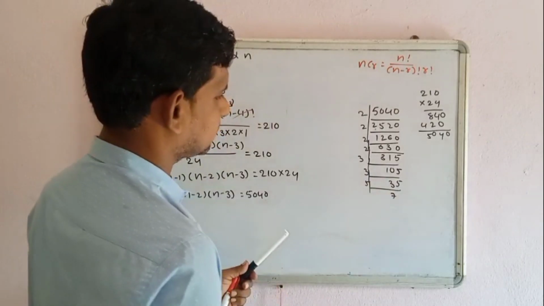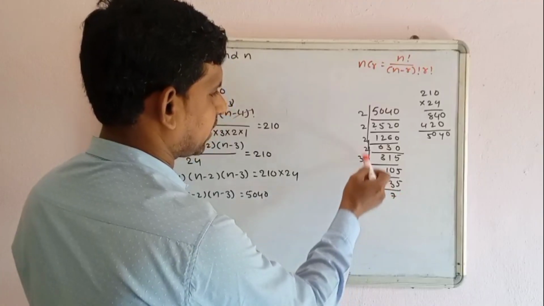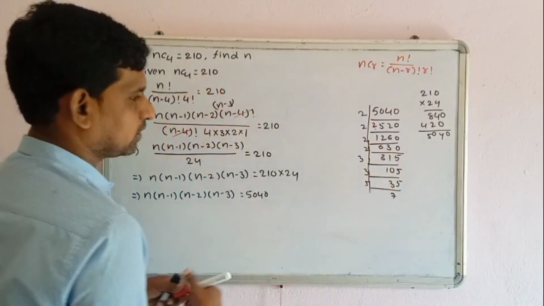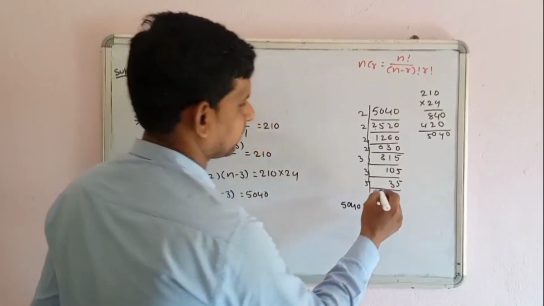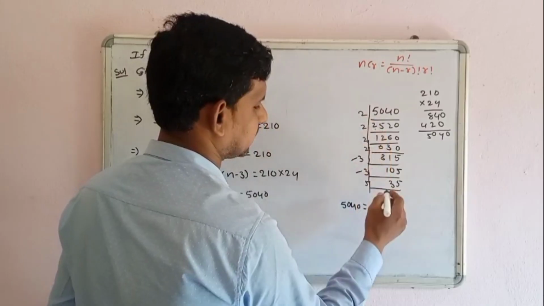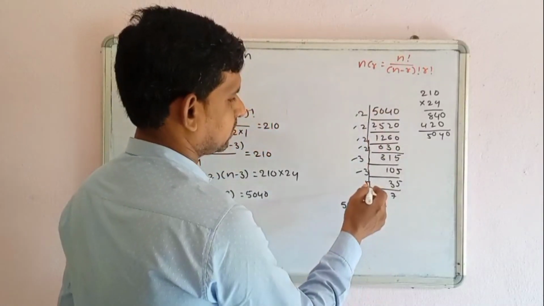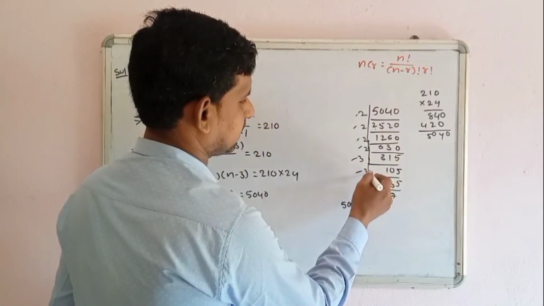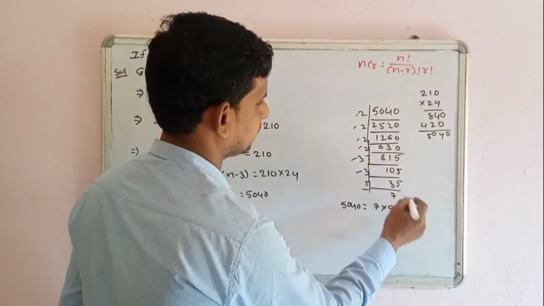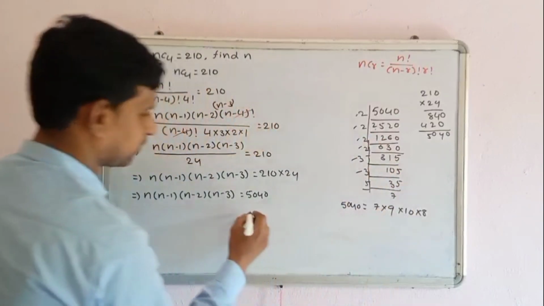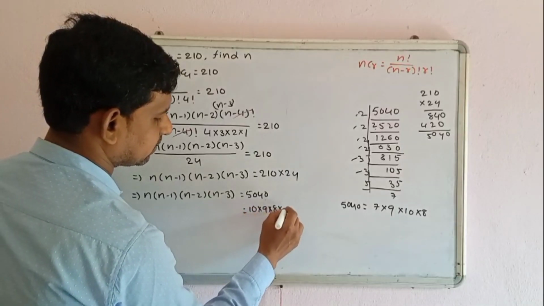See, what is the largest prime number? The prime numbers here are 7, 3, 5, 2, all are prime numbers only. Okay, 5040 can be written as, first write 7. 3 threes are 9, so 7, 9. 5 twos are 10, then 2 fours are 8. So 5040 can be written as 10 into 9 into 8 into 7.